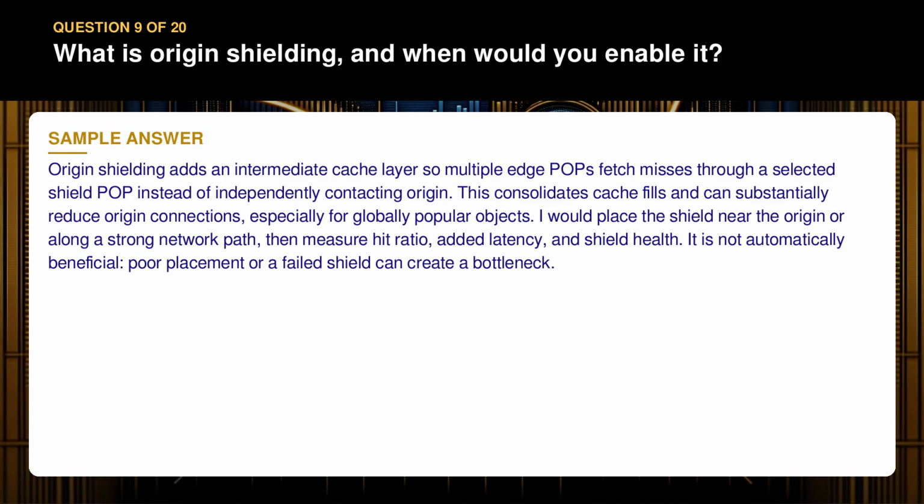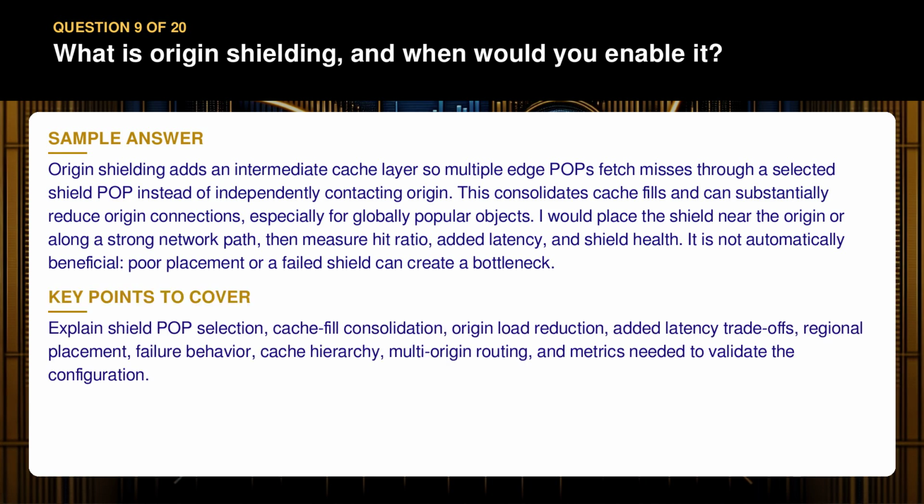I would place the shield near the origin or along a strong network path, then measure hit ratio, added latency, and shield health. It is not automatically beneficial. Poor placement or a failed shield can create a bottleneck. Explain shield POP selection, cache fill consolidation, origin load reduction, added latency trade-offs, regional placement, failure behavior, cache hierarchy, multi-origin routing, and metrics needed to validate the configuration.